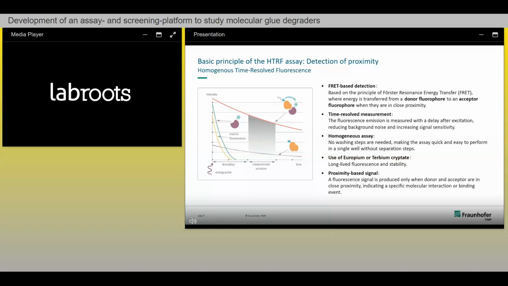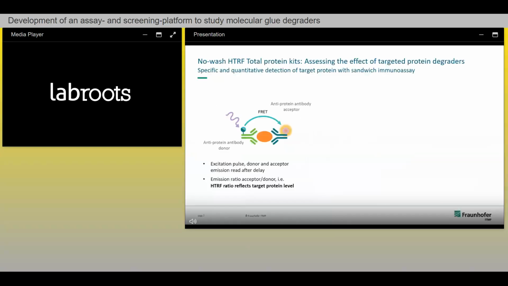This can be used in a homogeneous setup, but how does this proximity relate to identifying drugs that degrade a target protein? When we talk about targeted protein degradation, we actually want to measure the depletion of a protein inside a cell. We couple a donor and an acceptor fluorophore of a FRET pair to two antibodies that detect different epitopes on the target protein, which can be RBM39. Those two fluorophores are then in close proximity when they bind to the protein. So the signal that we read is directly related to the amount of protein present in the sample that we look at.